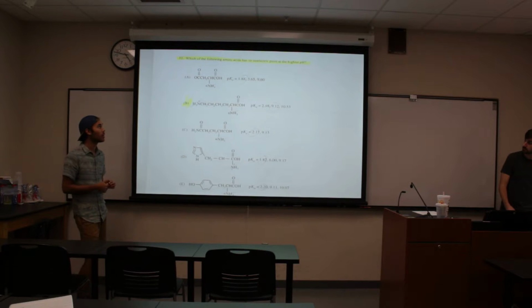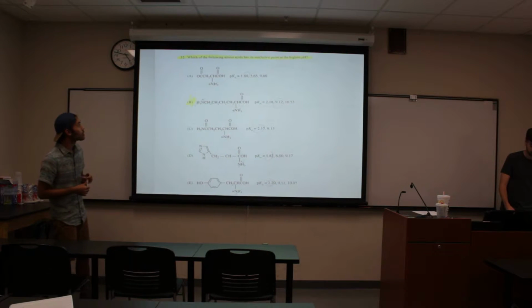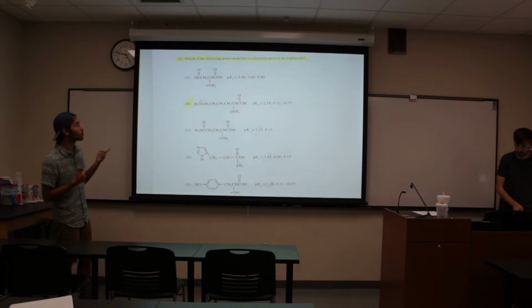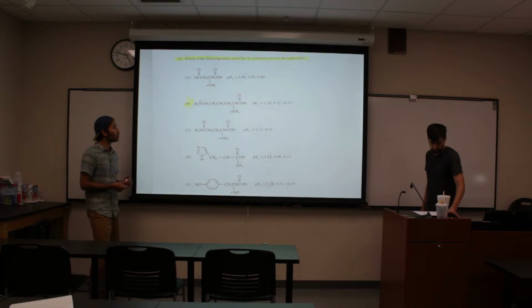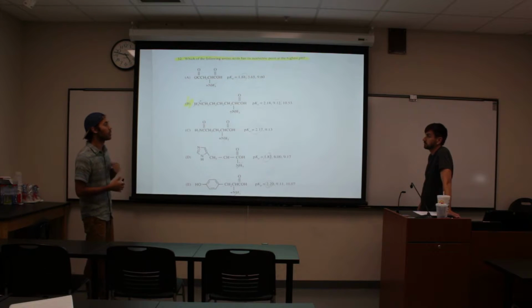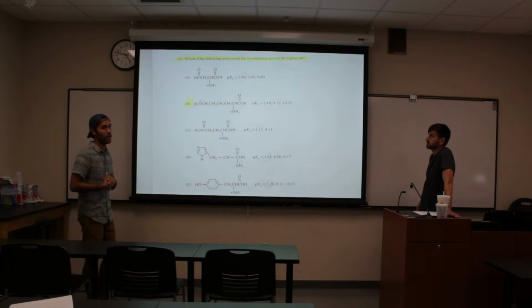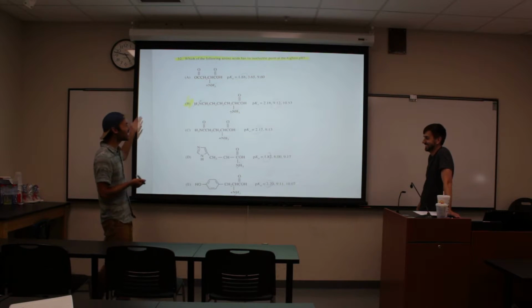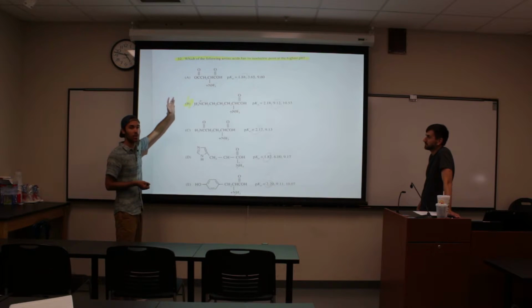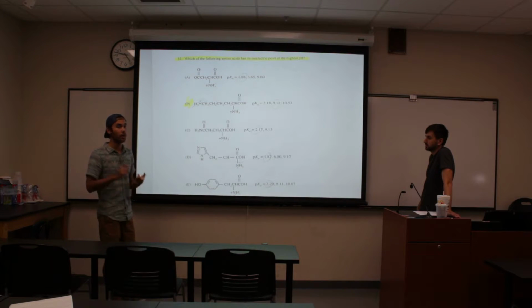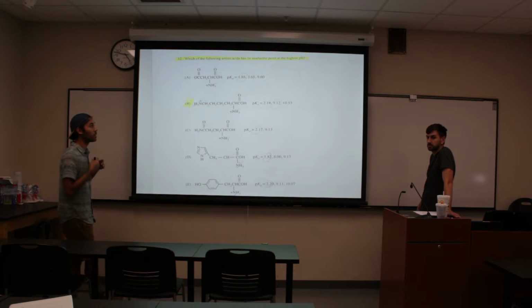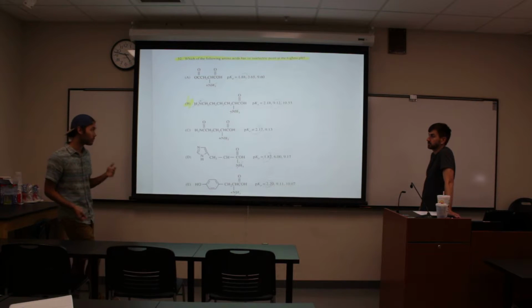The next question that was rather pertinent was question number 32. Which of the following amino acids has its isoelectric point at the highest pH? So you're given a bunch of structures and a list of pKa values. The easiest way to go through this is to look at the structures and find out where a species can lose protons to become neutral. You know that at the pI, the substance is going to have a net charge of 0.